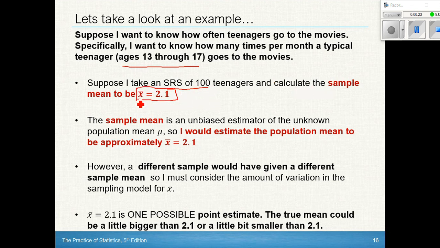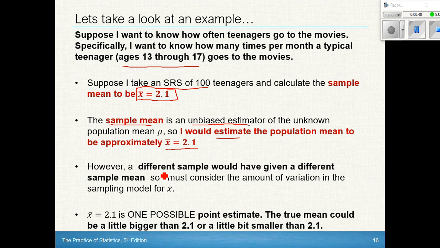Notice how this is labeled as X bar because that's one sample, to be 2.1. The sample mean is an unbiased estimator of the unknown population mean mu. Okay, we don't know the population mean. Unbiased, remember, means it's not consistently too high or too low. I would estimate the population mean to be about 2.1, okay?